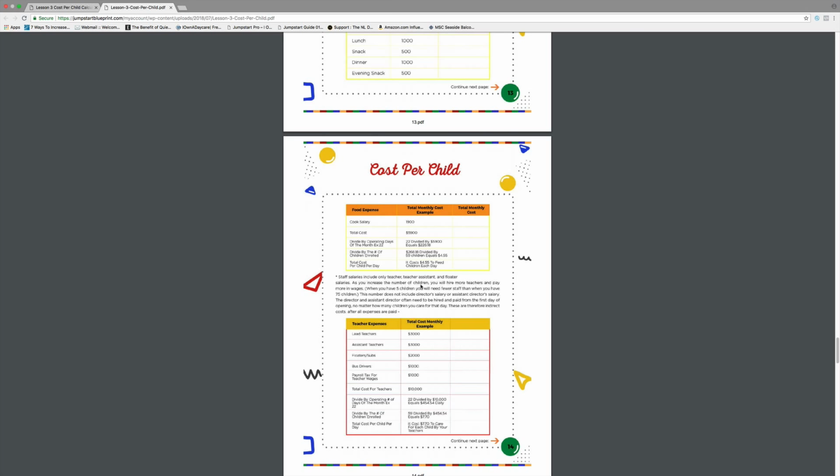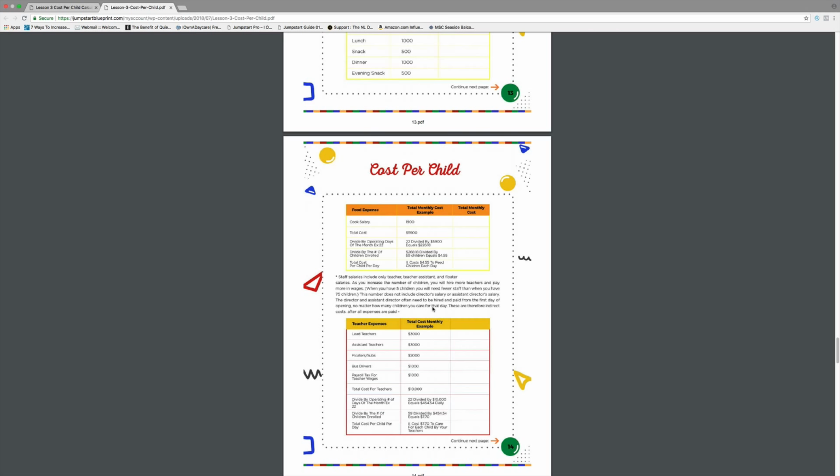As you increase the number of children, you will hire more teachers and pay more in wages. When you have 5 children, you will need fewer staff than when you will have 75. This number does not include your director's salary or your assistant director's salary. The director and assistant often need to be hired and paid from the day you are opening, no matter how many children you care for that day. These are indirect costs after all expenses are paid.